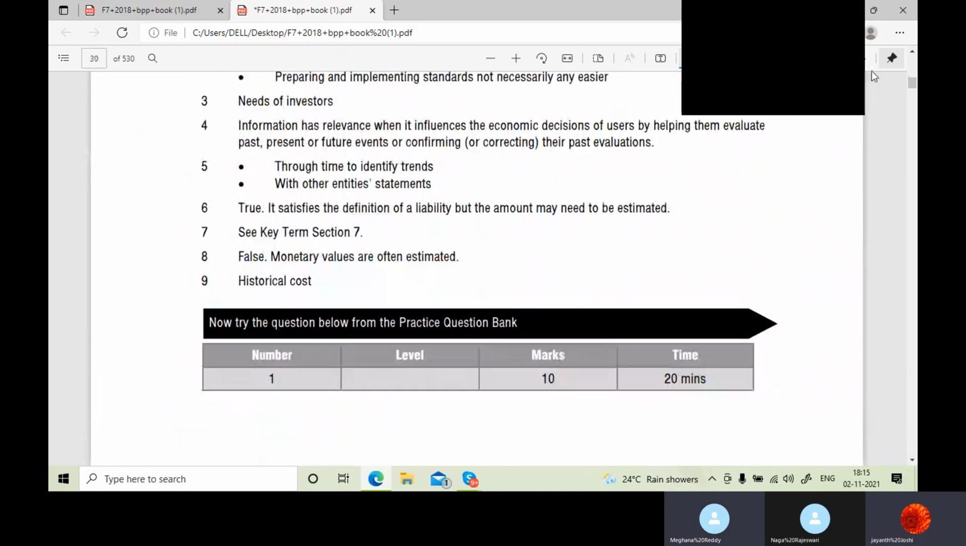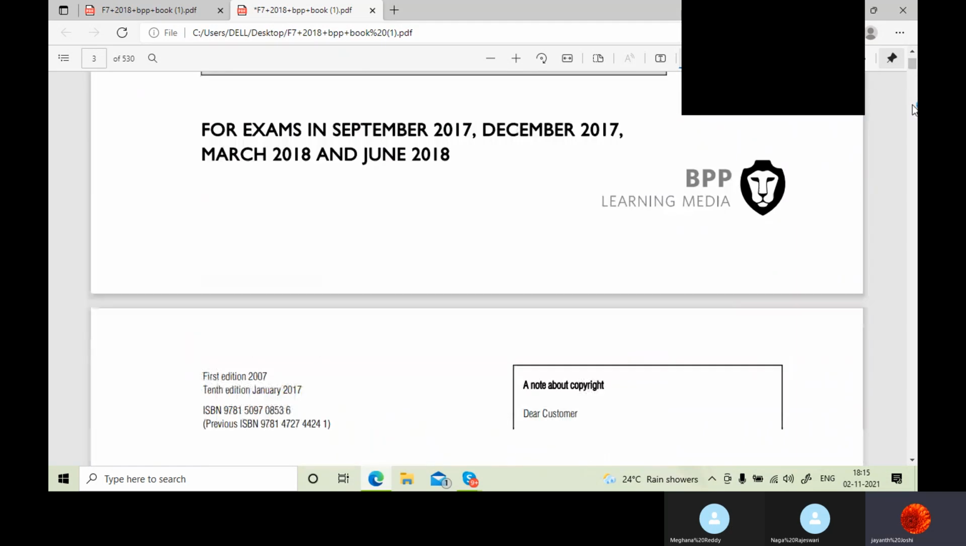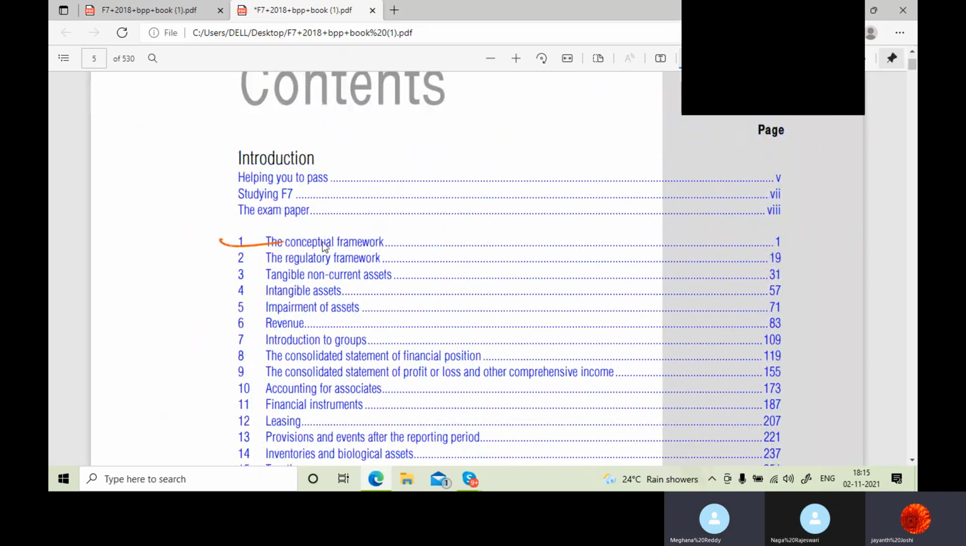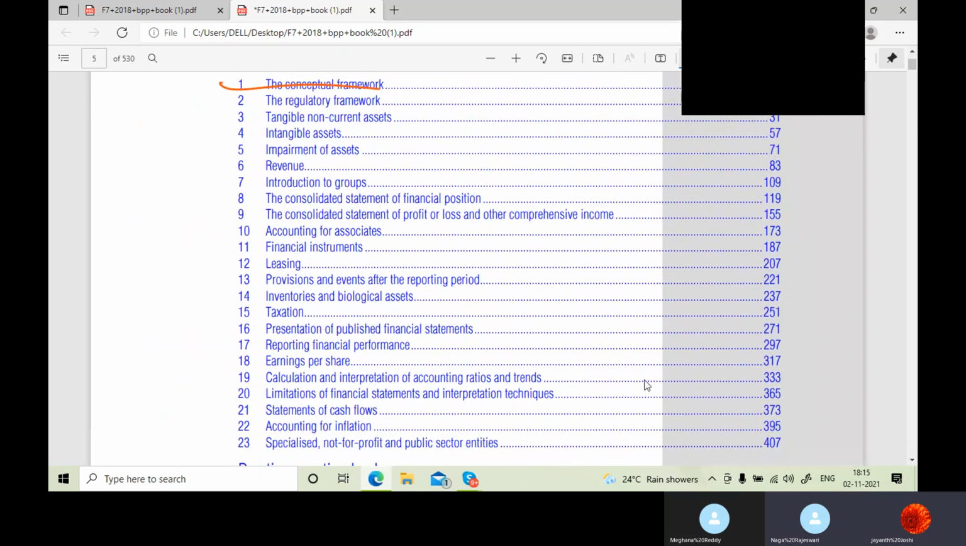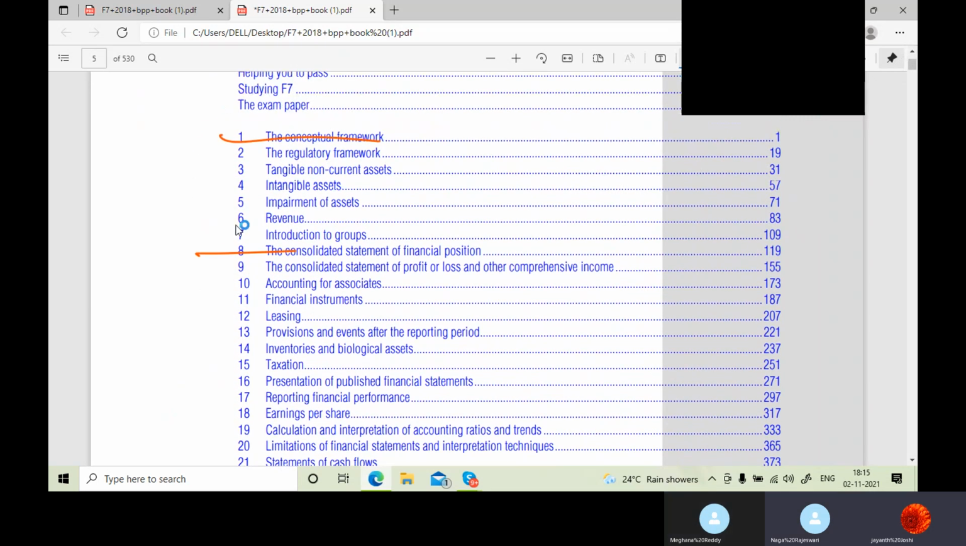So we are almost done with chapter number 1. Today evening we can finish this part, the group's consolidated statement of financial position, and that will be done. So these 3 would be done. Tomorrow I will finish the regulatory framework. We have already discussed these 3 chapters. I am sending the video today.